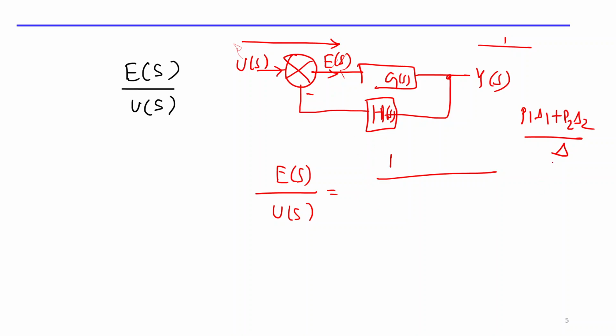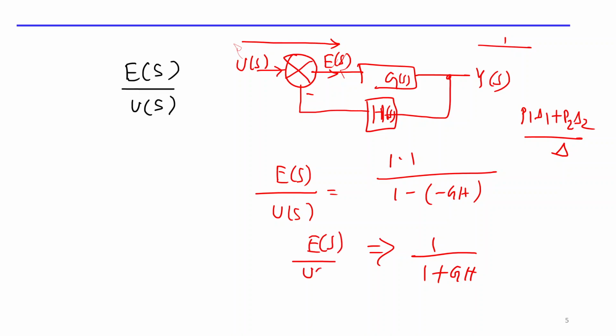Then you find out what is delta. Delta you already found from the first question, so delta is 1 minus the loop gain, which is 1 plus GH. Is there any loop which is non-touching the P1? Is this loop L1 non-touching the forward path? Yes, it is touching. At this summing point, they are all touching each other. That's why this delta 1 is also 1. So what is the answer? 1 divided by 1 plus GH. So you can directly write E of s divided by U of s is 1 divided by 1 plus GH.